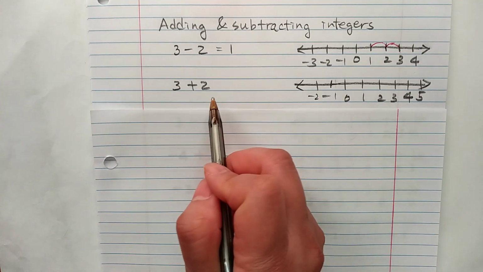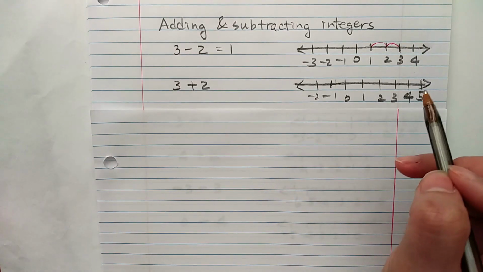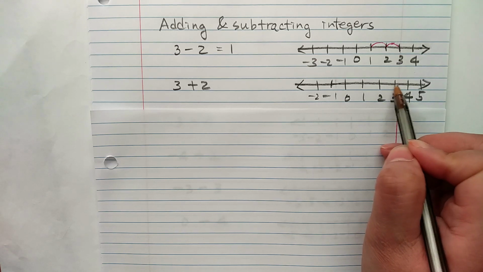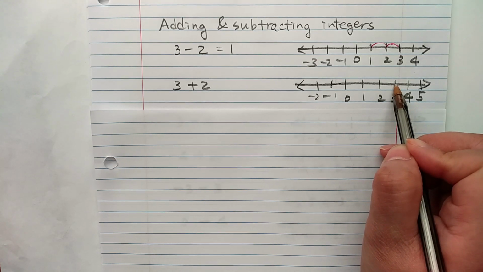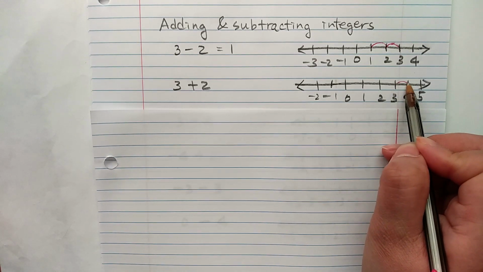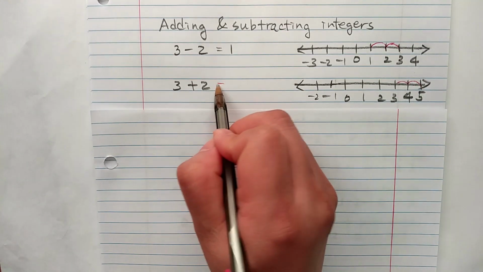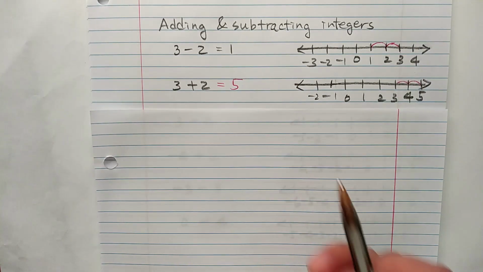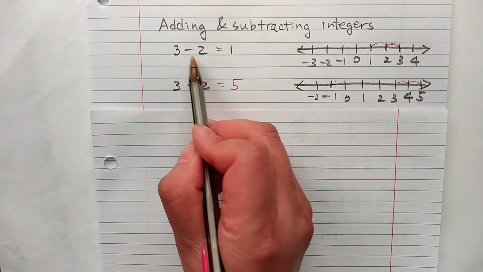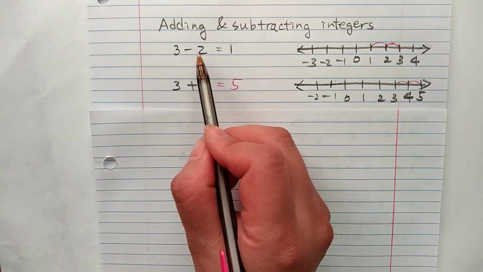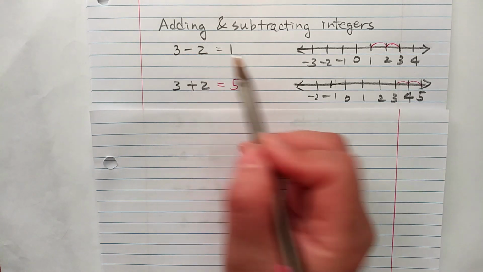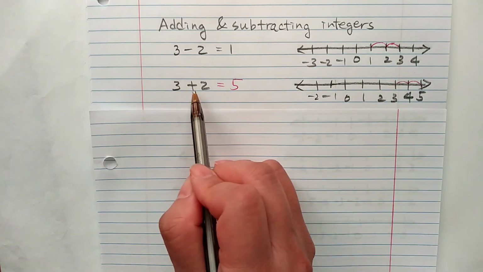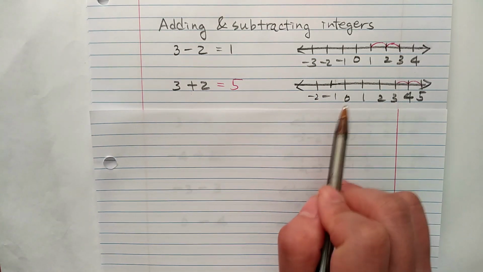How about 3 plus 2? That is, go to 3 and go 2 steps to the right, 1 and 2. So this is 5. So consider the sign as a direction. When the sign is negative, then you go to the left. When the sign is positive, then you go to the right.